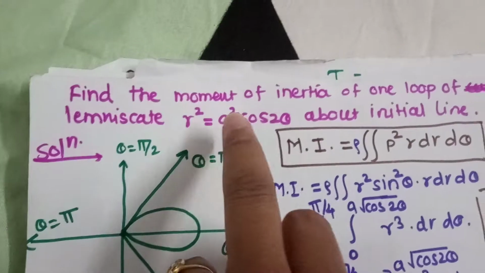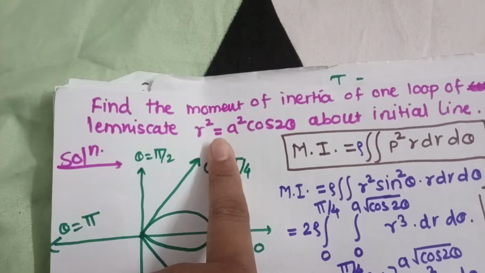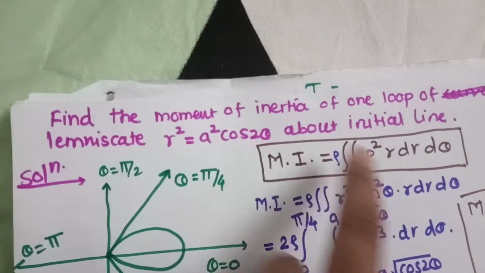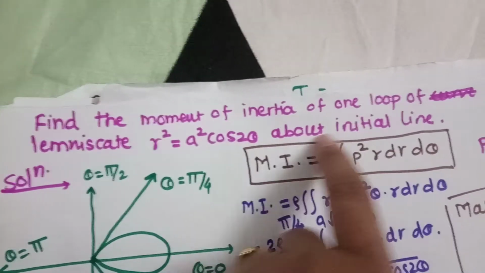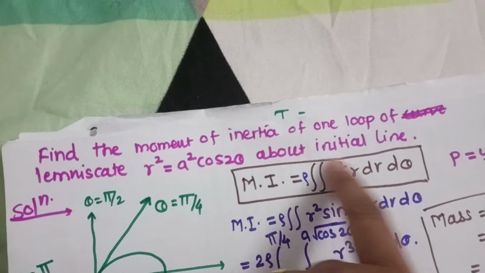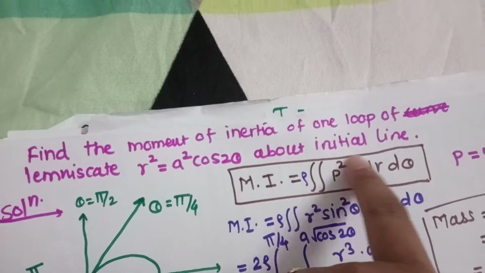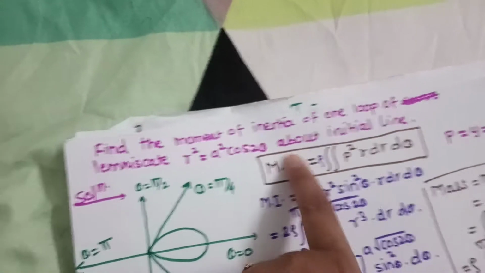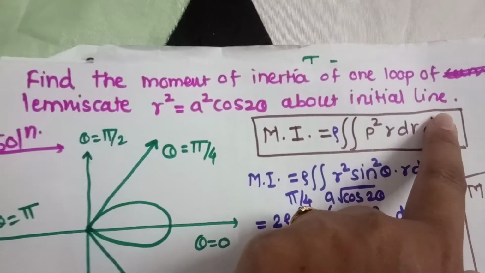So the equation of the lemniscate is what? r square equals a square cos 2 theta, about the initial line. So this is important: about the initial line. We have to find the moment of inertia of one loop of the lemniscate about the initial line.